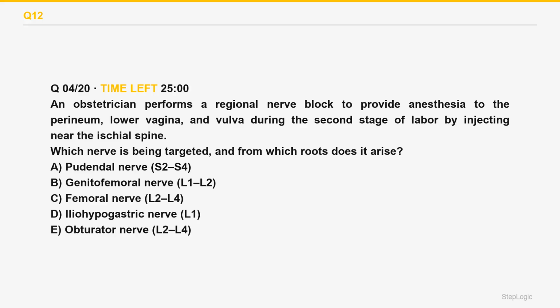Which nerve is being targeted and from which roots does it arise? An obstetrician performs a regional nerve block to provide anesthesia to the perineum, lower vagina, and vulva during the second stage of labor by injecting near the ischial spine. Read the command. Which nerve and roots block near the ischial spine for perineal vulvar anesthesia in labor? Pudendal nerve, S2 to S4.